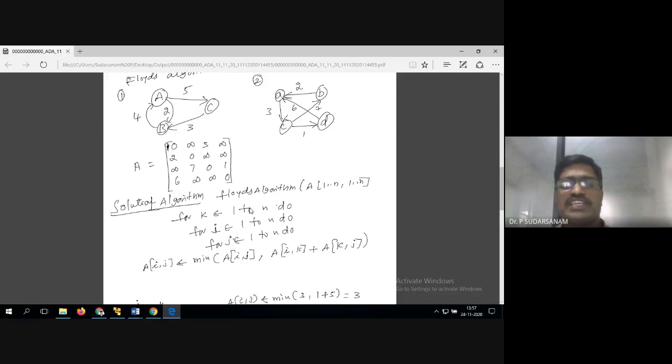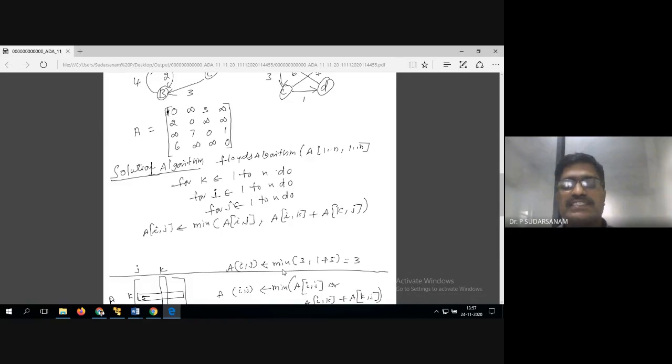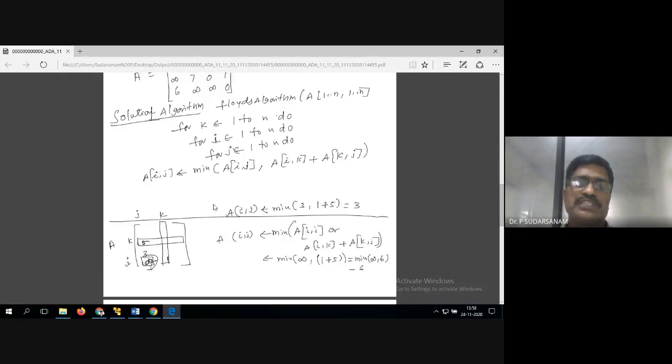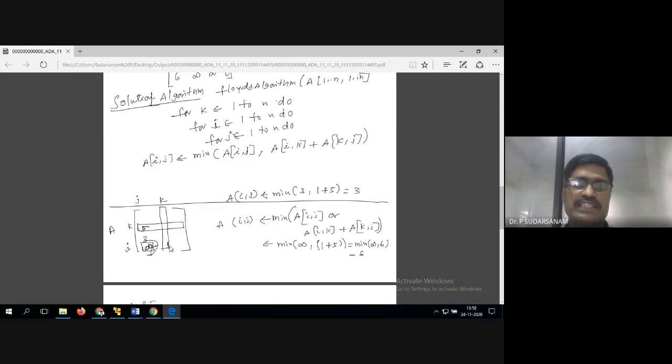Next, once you call the function, what we have done is, the k loop: for k equal to 1 to n do, for i equal to 1 to n do, for j equal to 1 to n do. So a of i comma j is equal to minimum of i to k and k to j. I told you how to write that also. Now you have the two values, i to k and i to j, and you have to find out which is the minimum. Correct? Now, this is what your algorithm says, and the same thing we have implemented there also.